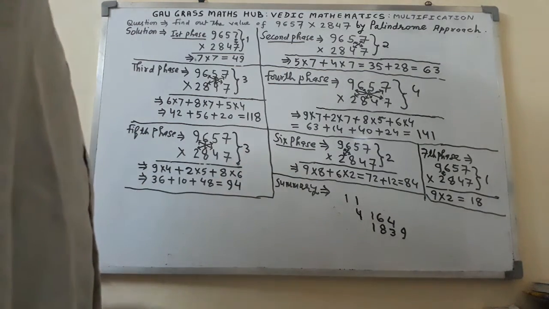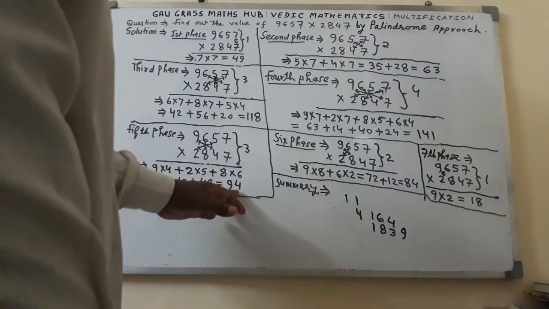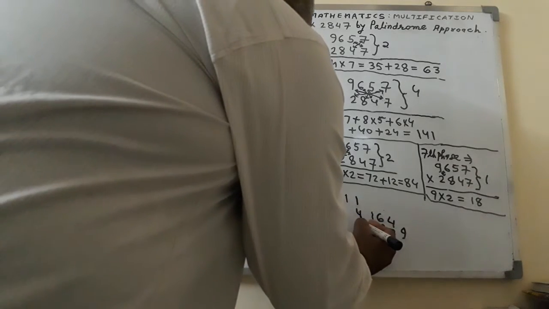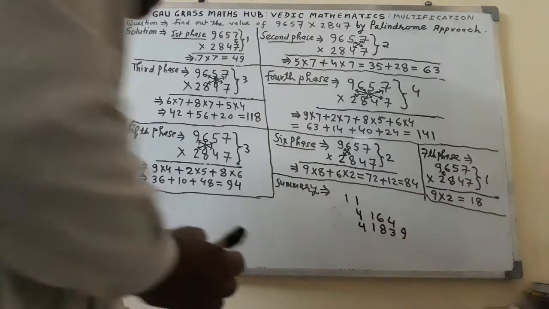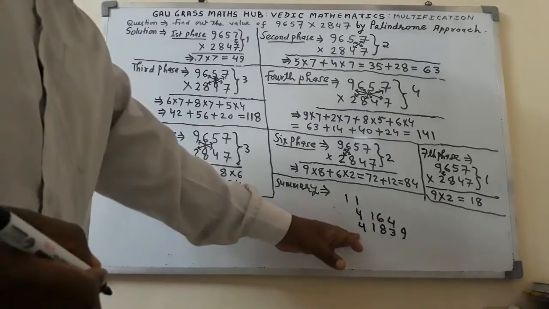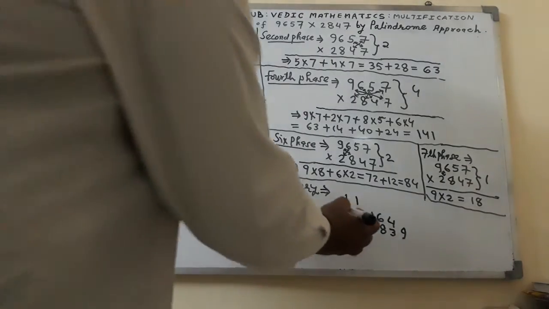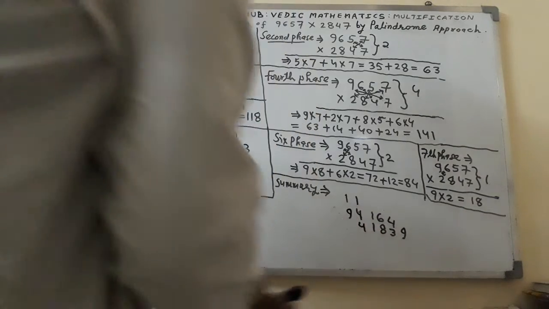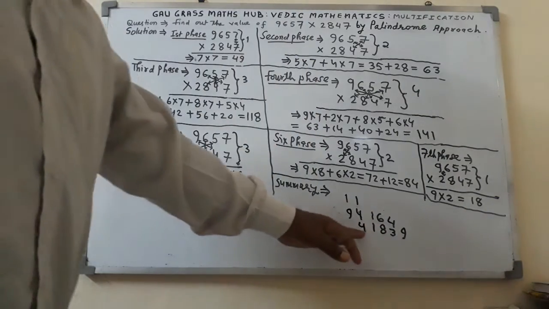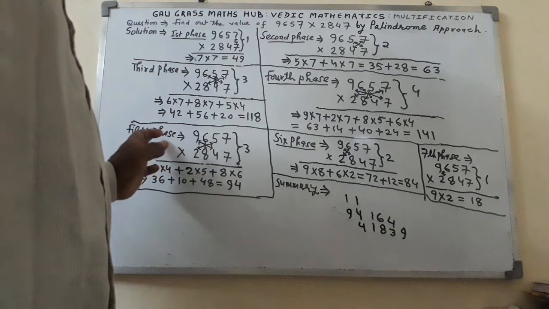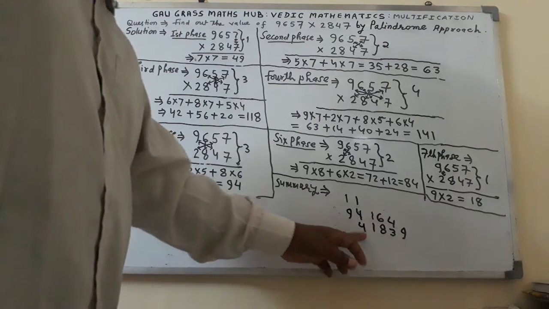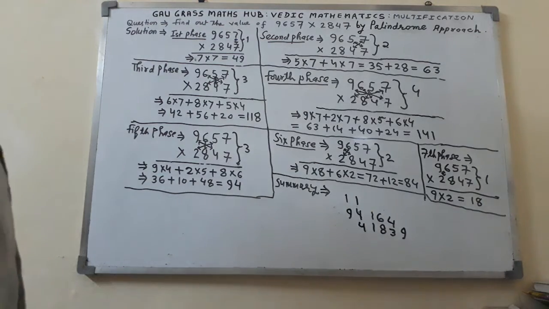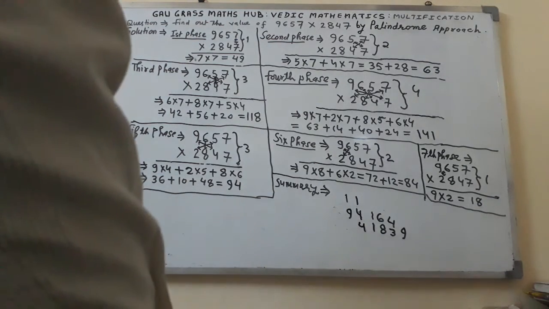Now 141 is completed. For this one I shall write 4 here and 9 here. The unit place digit will be written at this place and 9 will be written at this place, like this. From 94, this 4 will be reflected this way, and the 9 will be reflected at this place.